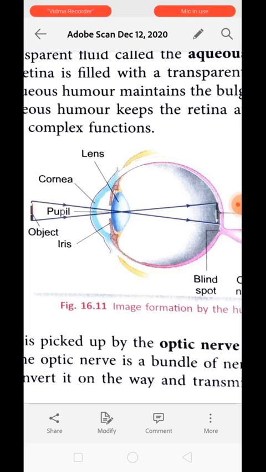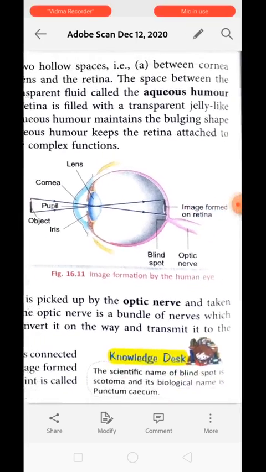On the retina, photoreceptors detect the brightness and color of the image, and the impulses received by the photoreceptor cells are sent to the optic nerve, which carries them to the brain. Over there, the brain analyzes the signal and understands what type of image has been formed on the retina.